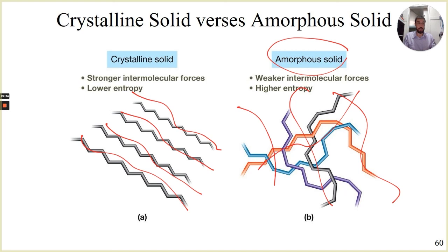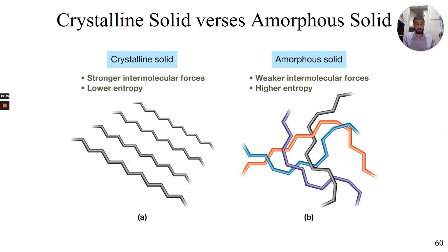Rubber bands are amorphous solids. Crystalline solid polymers, some styrofoams can be crystalline. Some of those tend to be amorphous. A lot of that is how the polymer is actually made, how it's extruded from the system.